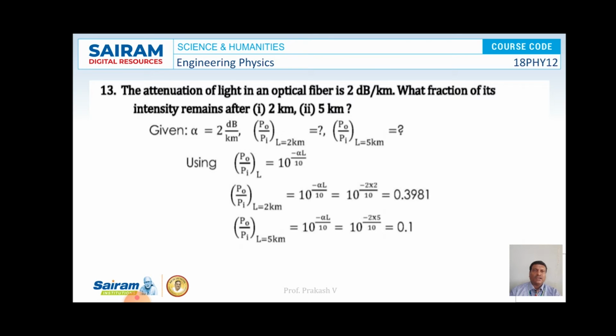Similarly, when we calculate the value at L is equal to 5 kilometer, the value of P naught by Pi is equal to 10 to the power minus alpha L by 10, that is equal to 10 to the power minus 2 into 5 by 10, that is equal to 0.1. So this is the solution for the given problem.